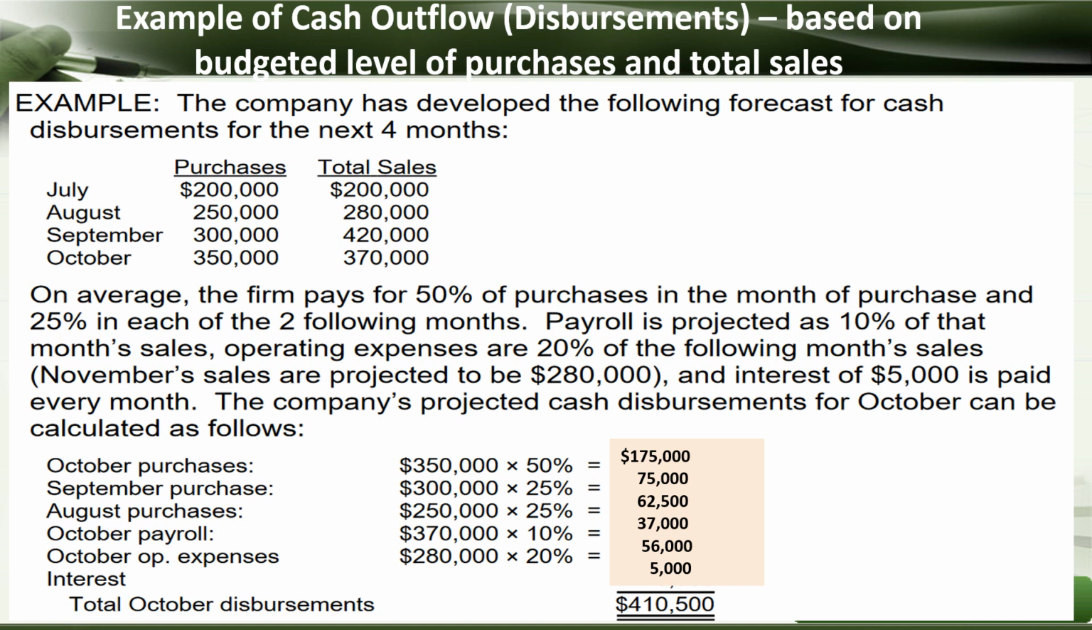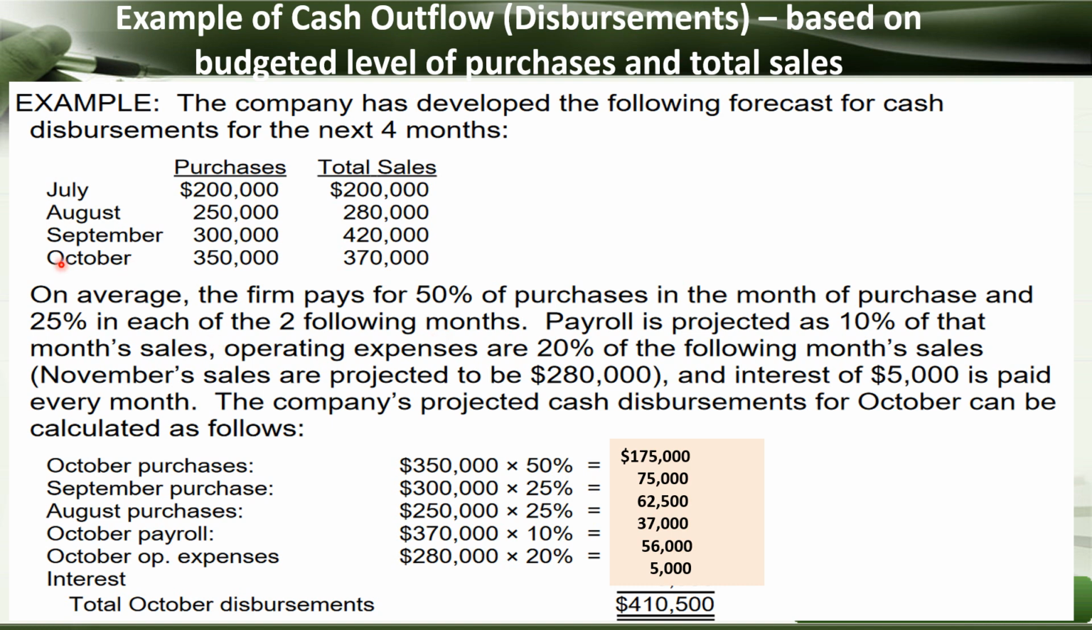So we take the same, 4 months figures are given for purchases and also total sales. Why are we given total sales? Because in this question certain operating expenses are based on the following month's sales, and even the payroll is projected as 10% of that particular month's sales. So we have the total sales figure also given, and we have been asked for the month of October to get that projection. The disbursement will be 50% of purchases in the same month and 25% in each of the 2 following months. So accordingly we have to do that.